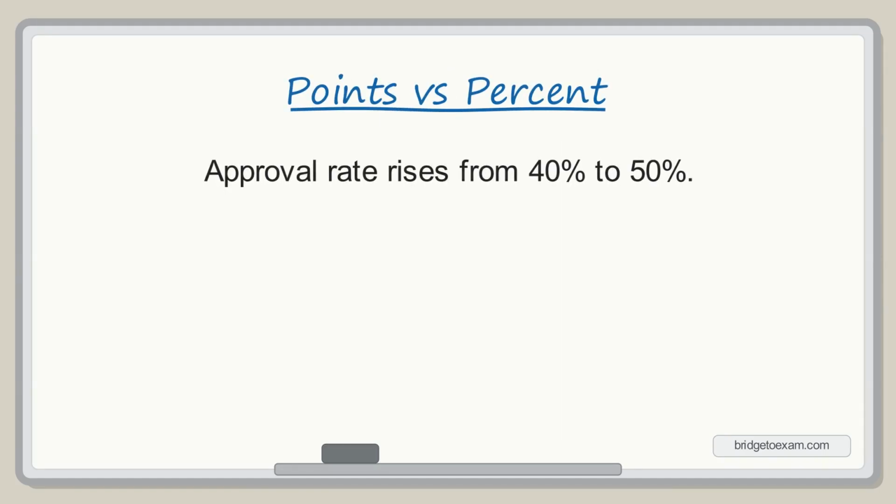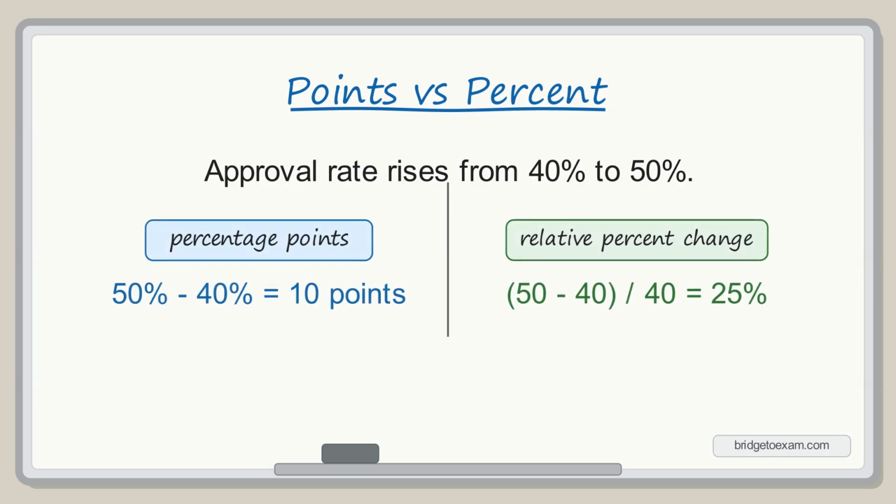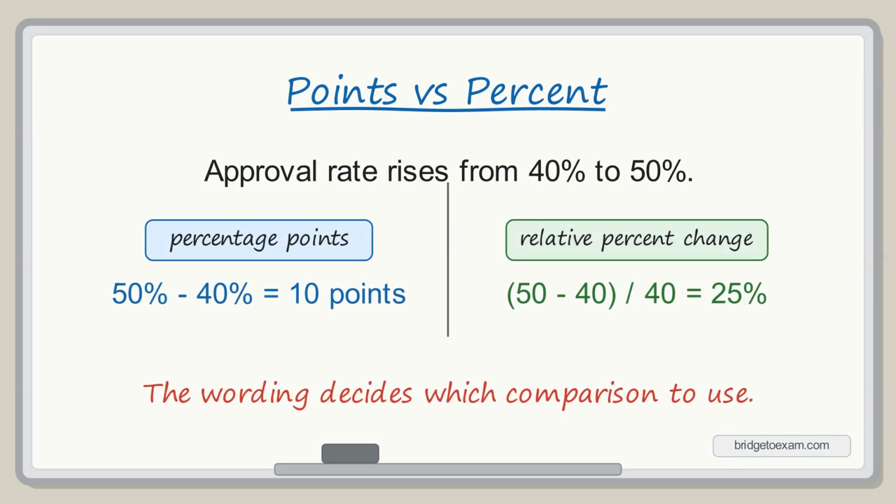If an approval rate rises from 40% to 50%, the percentage point increase is 10 points. But the relative percent increase is 10 divided by the original 40, which is 25%.